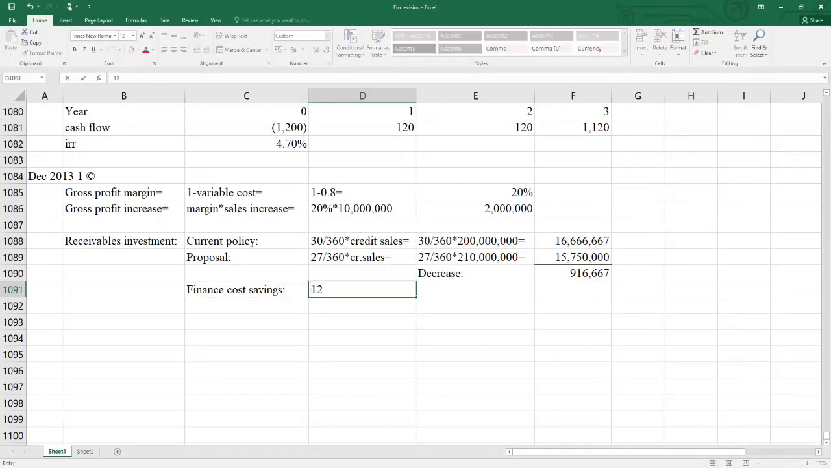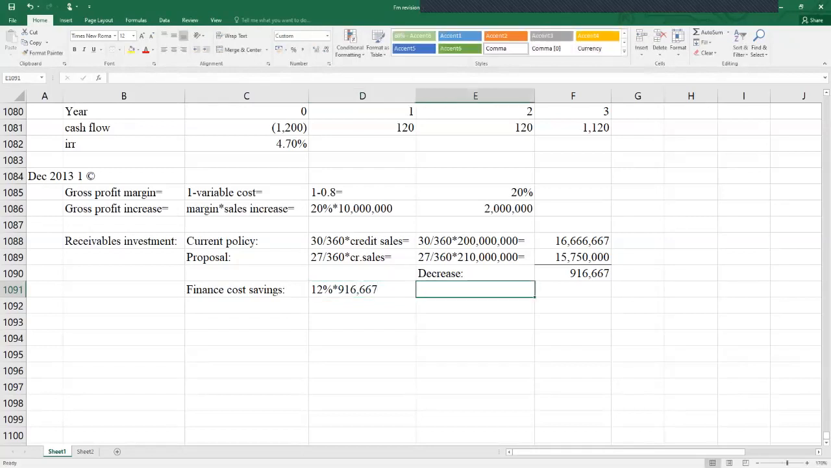is equal to 12% times the decrease, which in this case is 916,667. And you get how much with the decrease? 110,000. Thank you. I have a calculator, I can go and confirm. So we get 110,000 to be the company finance cost saving, and it's occurring every year.